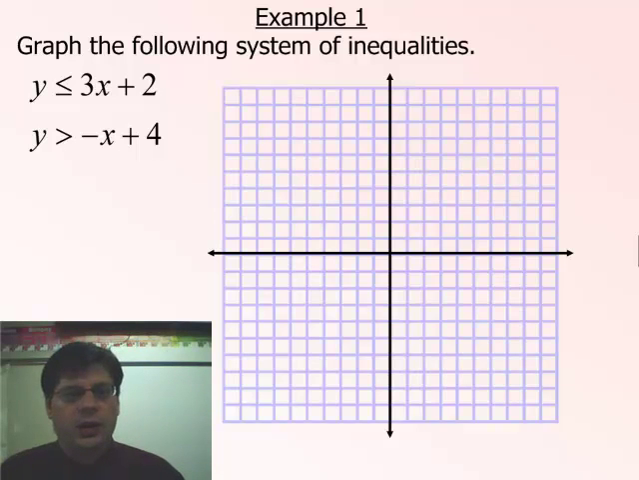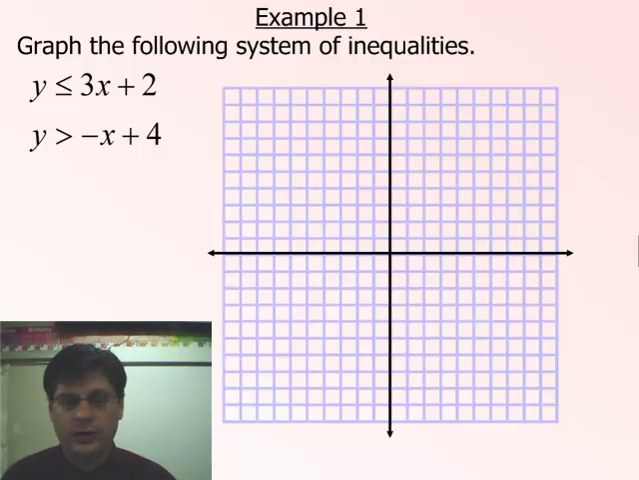Today we're going to be talking about graphing systems of inequalities and what's entailed with that. So here we have two inequalities in the form of y is less than or equal to 3x plus 2 and y is greater than negative x plus 4. Let's start off by graphing the lines.